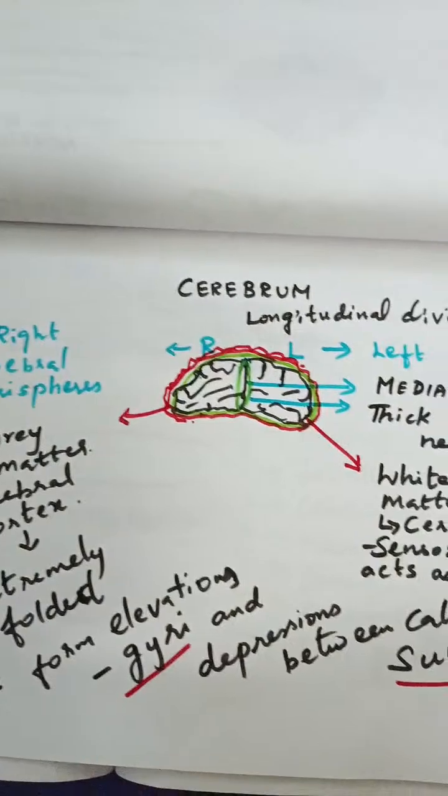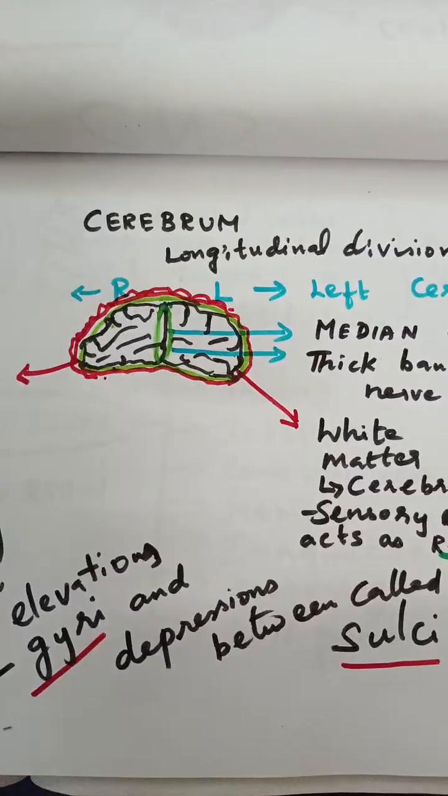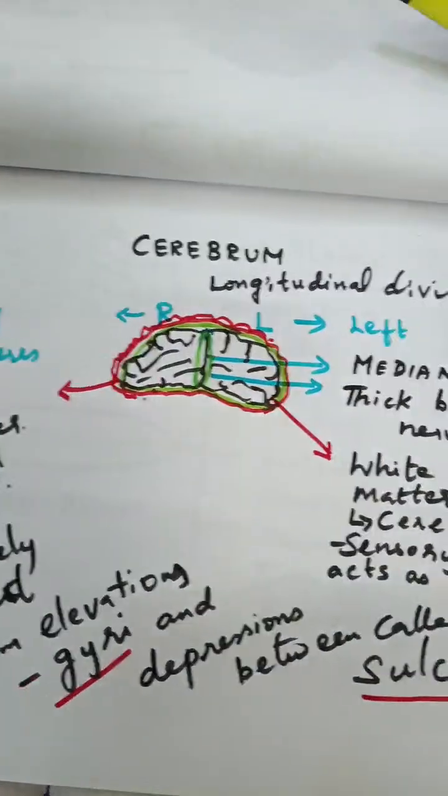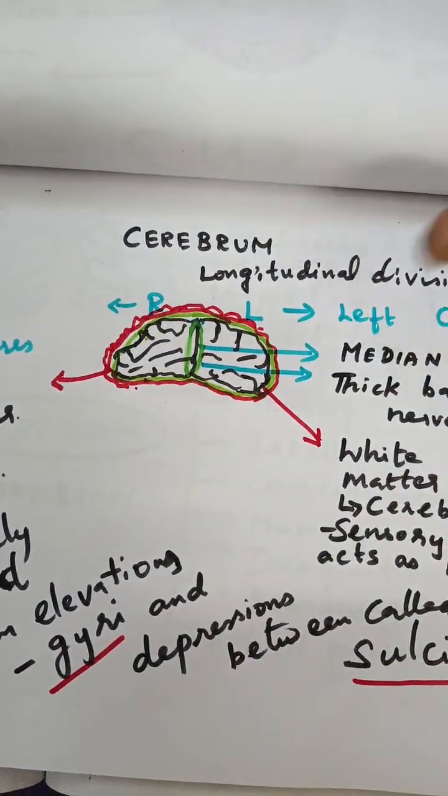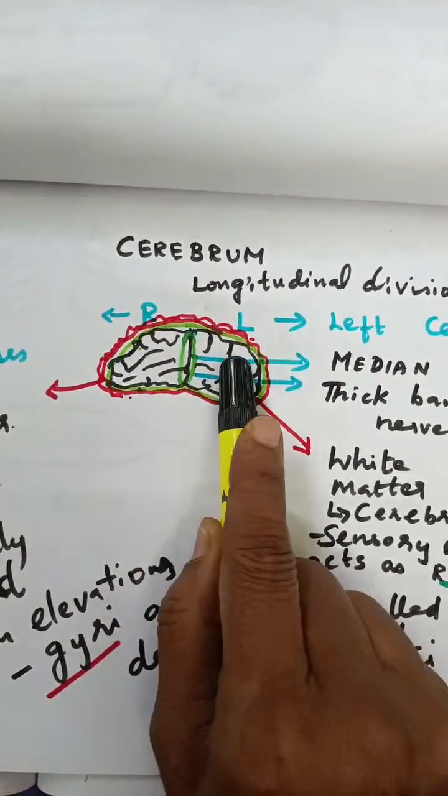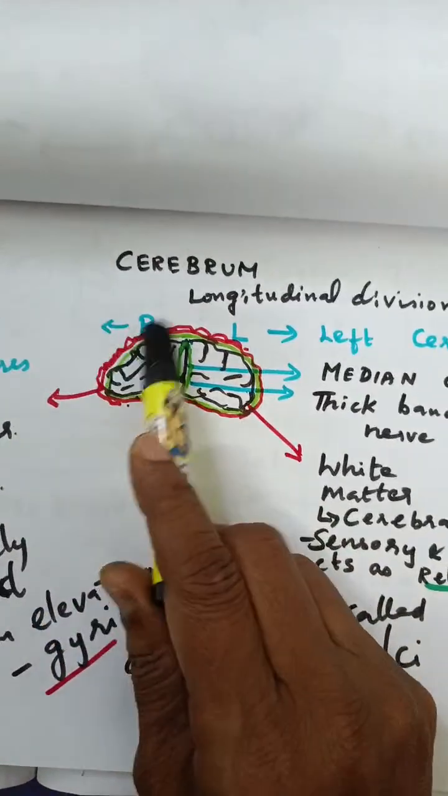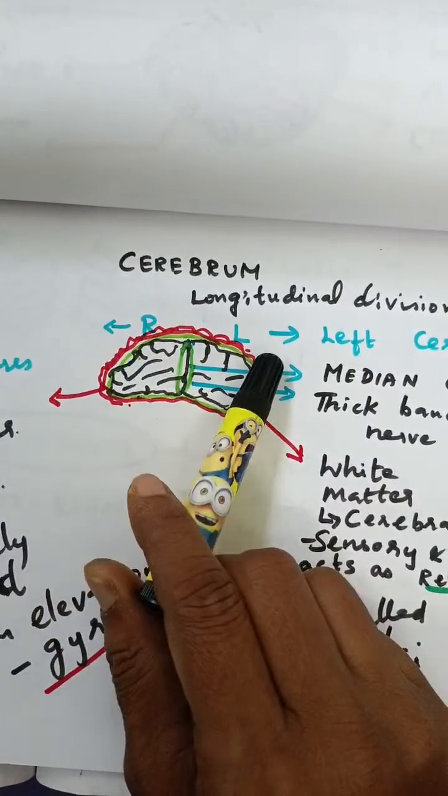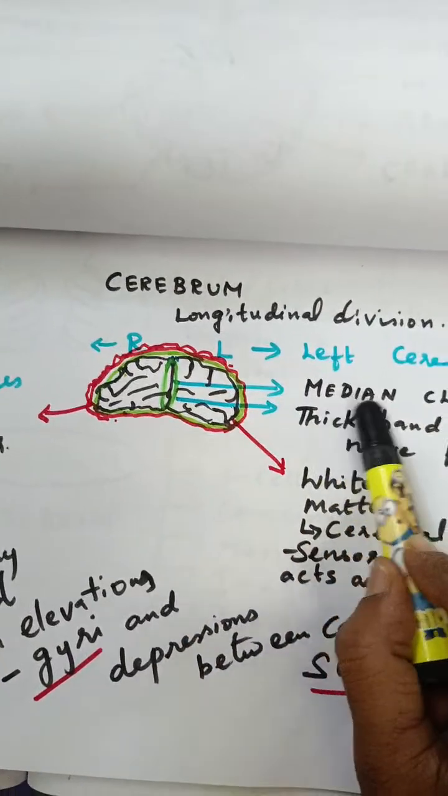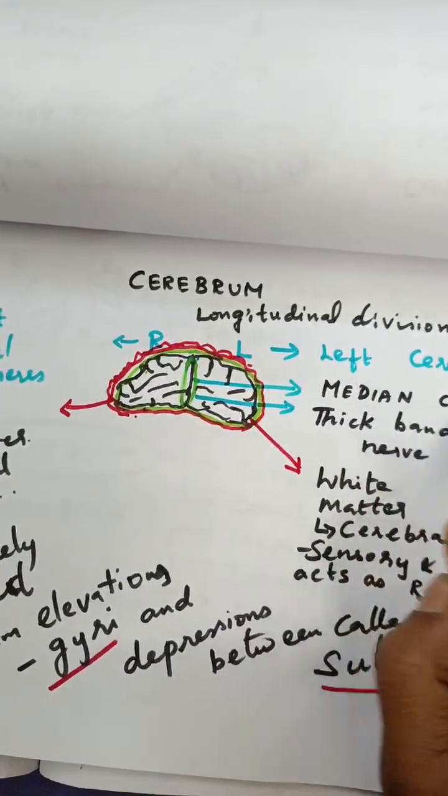Next we look into the cerebrum. If you see the longitudinal view of the cerebrum, it will have two hemispheres like this. If you look at the brain, it looks like a slight sphere. The longitudinal division of the cerebrum gives the right and left cerebral hemispheres, which are divided from each other by a median cleft. Not separated, divided.